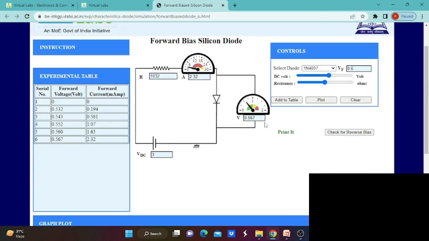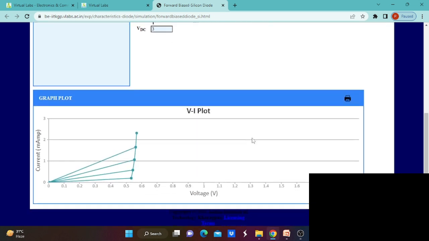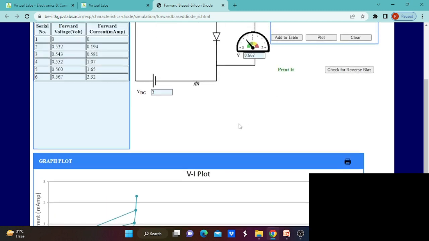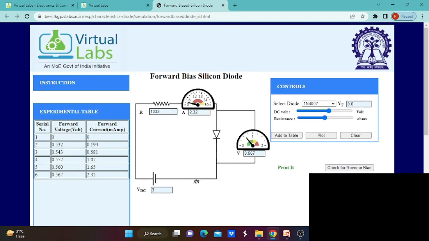For the forward bias silicon diode, we know very well the conduction voltage of a silicon diode is 0.7. In this forward bias condition, up to 0.7 there is no conduction. After 0.6 or 0.7, we get the conduction of this diode. So this is for the forward bias relation.